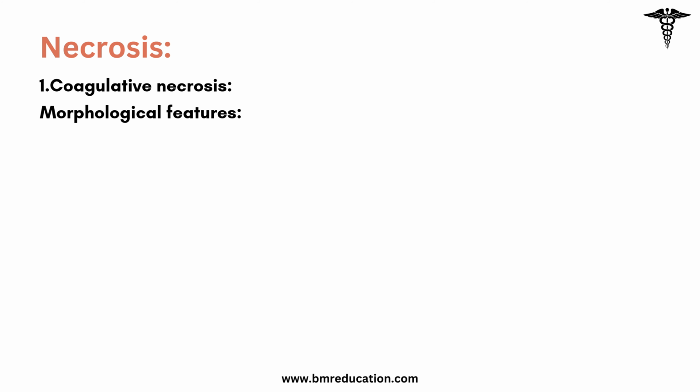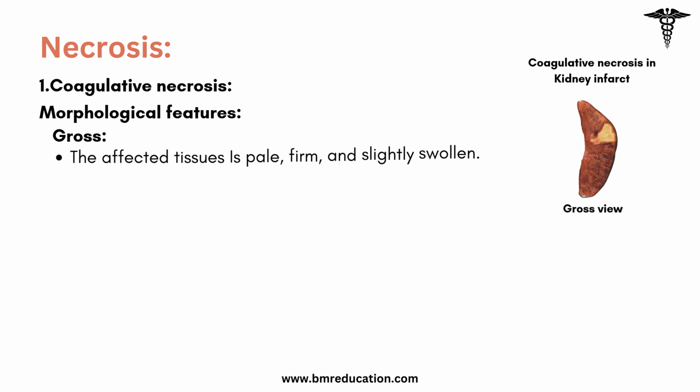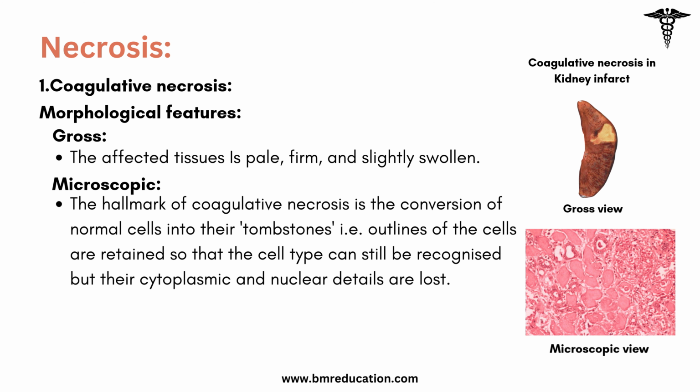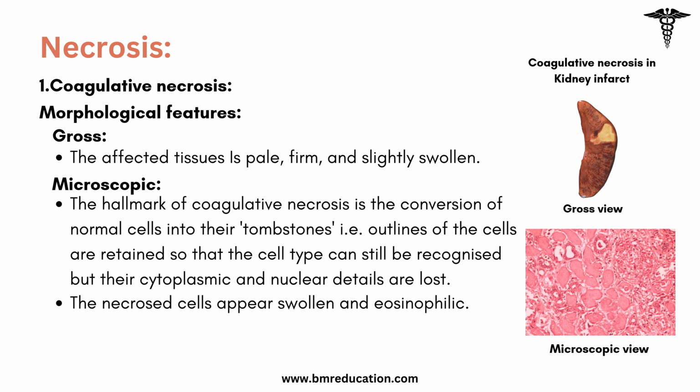The morphological features of coagulative necrosis. Grossly, the affected tissue is pale, firm, and slightly swollen. Microscopically, there is conversion of normal cells into tombstones, which means the outlines of the cells are retained so that the cell type can still be recognized, but their cytoplasmic and nuclear details are lost, which is the hallmark of coagulative necrosis. And the necrosed cells appear swollen and eosinophilic.